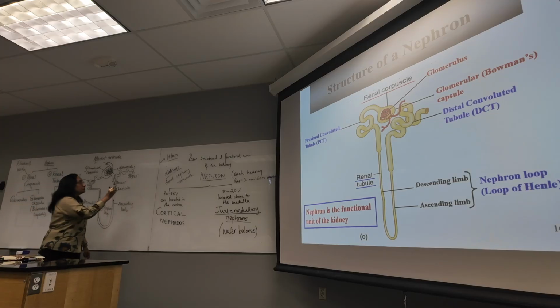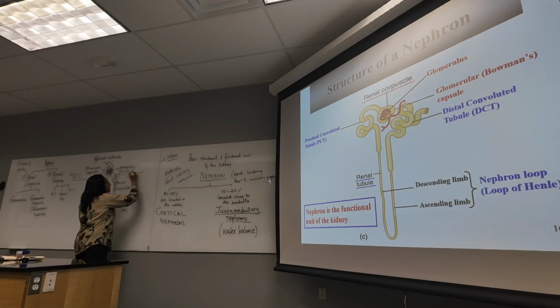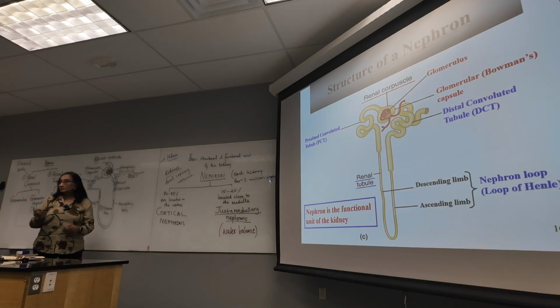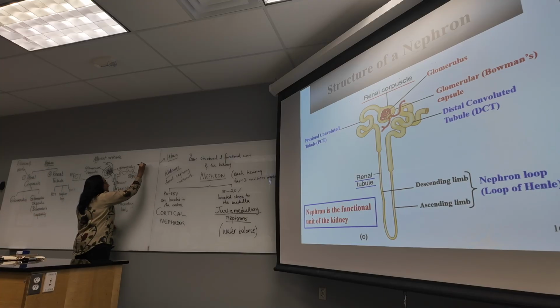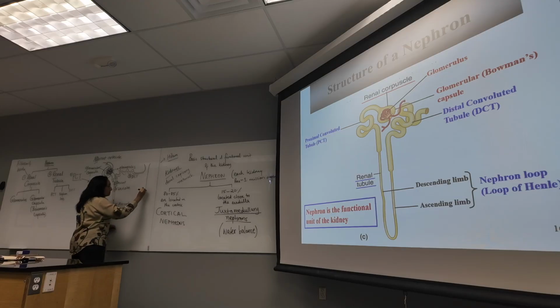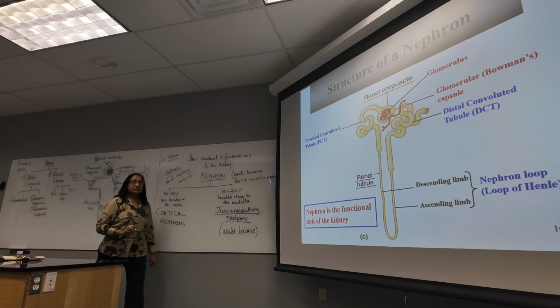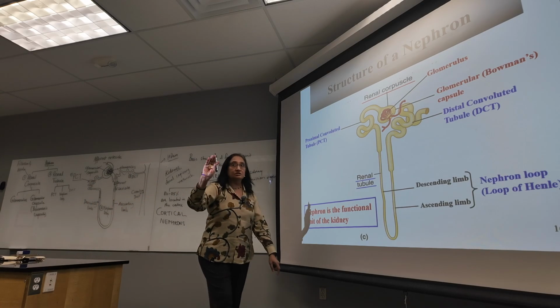The distal convoluted tubule. And this distal convoluted tubule has to open into something. It opens into a bigger tube. This is called the collecting duct. The collecting duct is not part of the nephron structure.